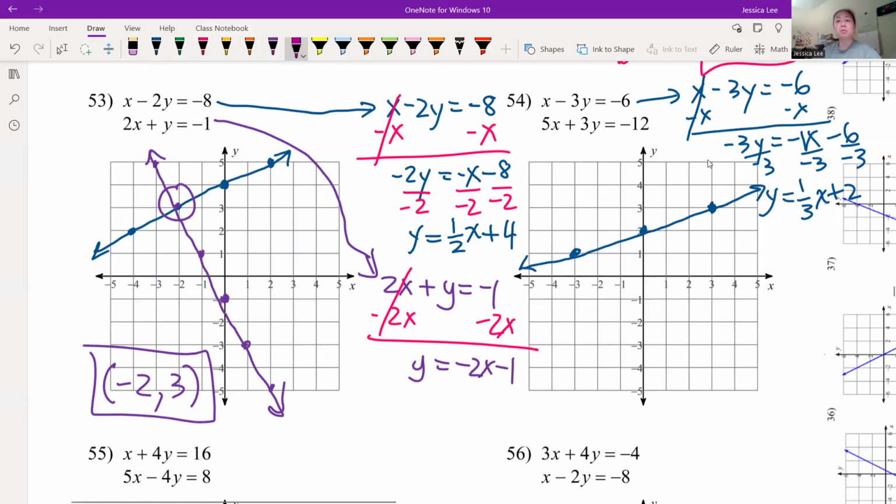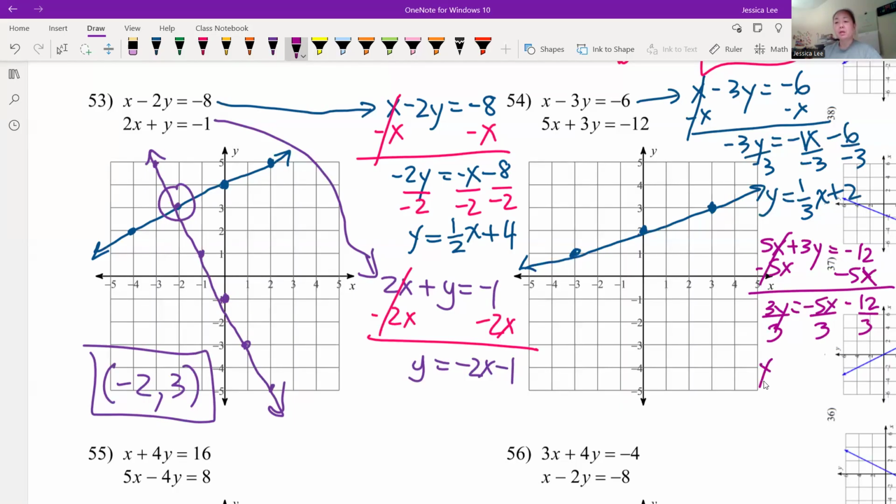And then we're going to go for the maroon. Okay, so here's 5x plus 3y is equal to negative 12. I apologize for these answers on the side. We're going to subtract 5x on both sides. And we get 3y is equal to negative 5x minus 12. And we're just going to divide everything by 3. And we get y is equal to negative 5/3 x. Remember, we like fractions for slope, minus 4.